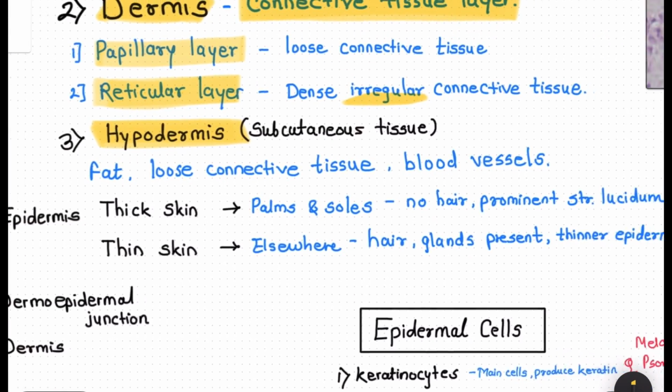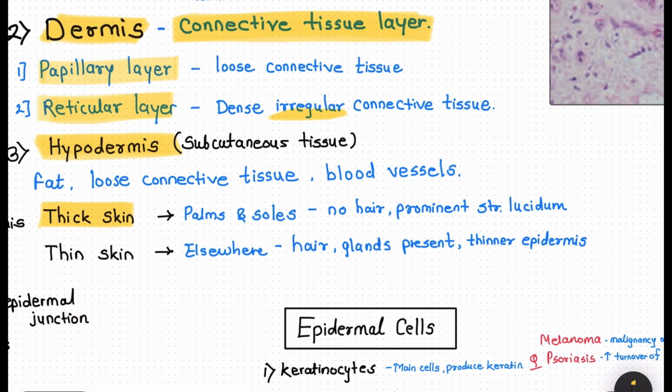First of all, look at this thick skin. Thick skin is present on palms and soles. There are no hair. Thick skin has prominent stratum lucidum. Okay, stratum lucidum जो होता है, that is prominent in thick skin, and in thin skin, which is elsewhere present on the body surface, it has hair, glands, and it has thinner epidermis.